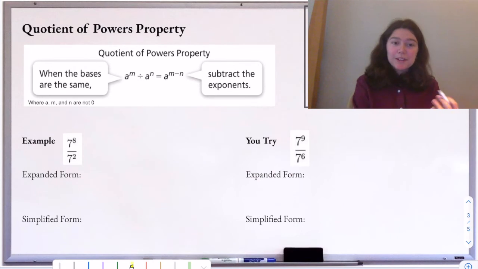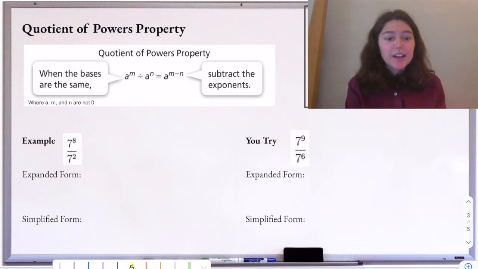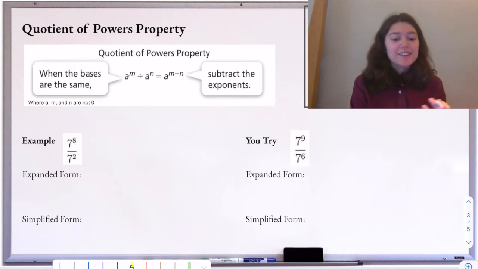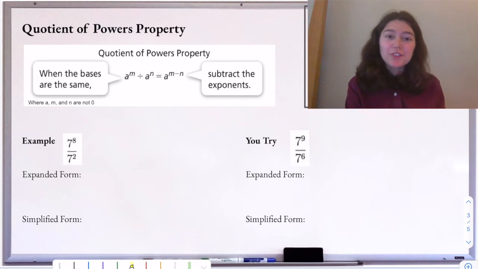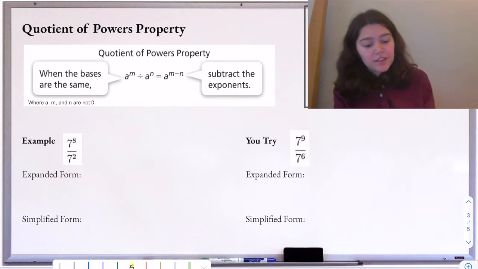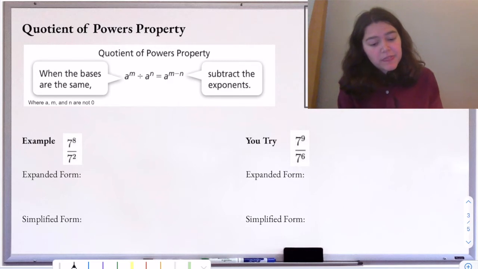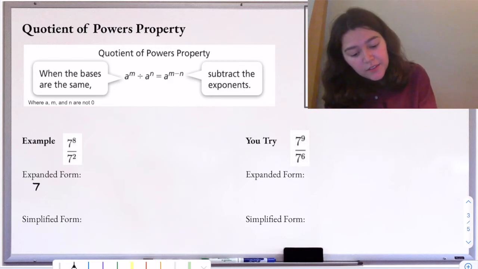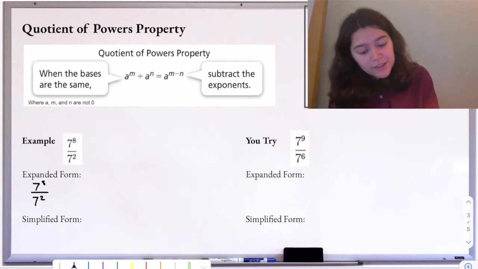Alright, what about when we're dividing powers? So this is a very similar situation. When we're dividing powers with the same base, we just subtract the exponents. So let's see why this makes sense. Here we have 7 to the power of 8 divided by 7 to the power of 2. This is also read as 7 squared.